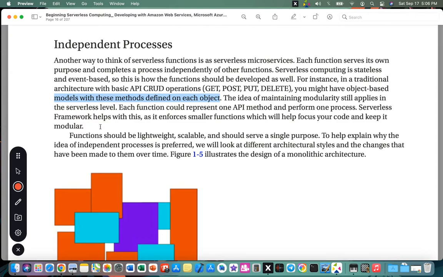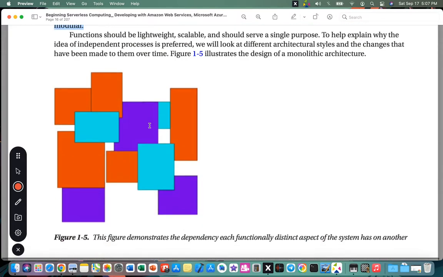Serverless framework helps you with this, as it enforces smaller functions, which will help focus your code and keep it modular. It makes the full image as small puzzle pieces, small functions. A function should be lightweight, scalable, and should serve a single purpose.